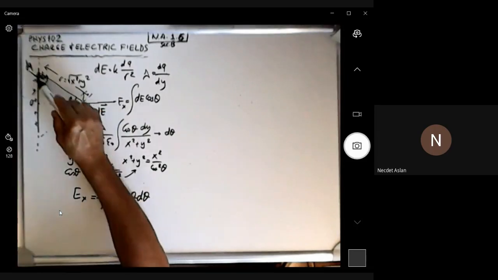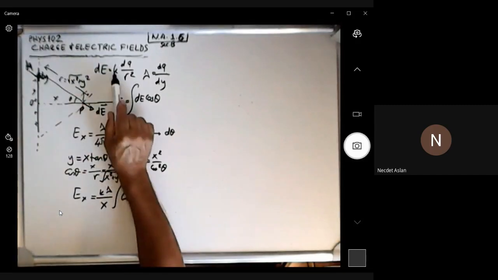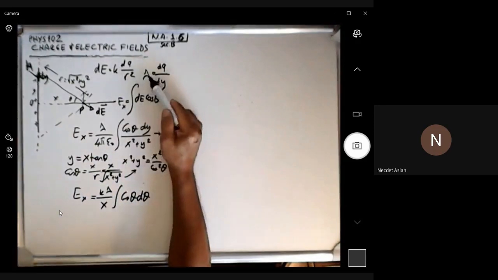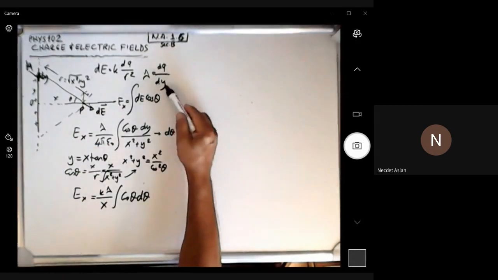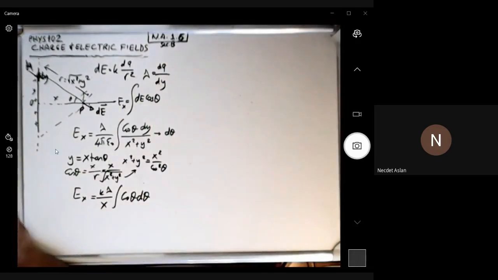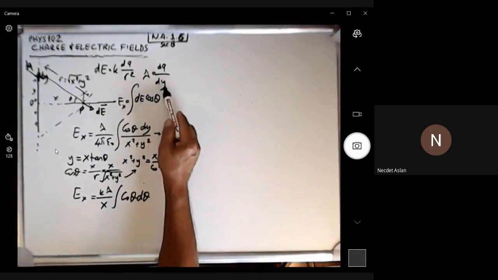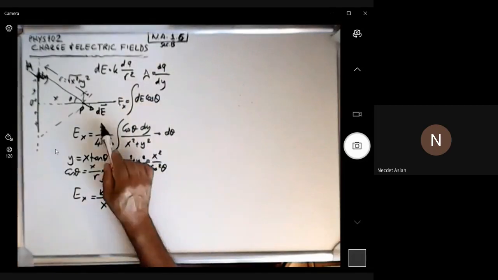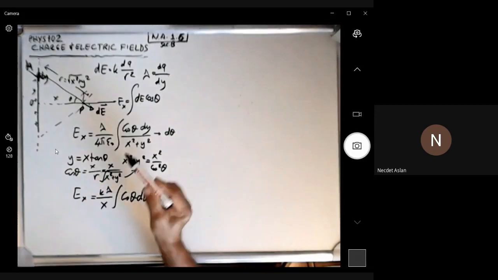And the effect of this dq in this small region is dE, given by k dq over r squared, the general expression. We also used lambda, which is dq over dy. This is done in order to go from dq integration to dy integration, because dq will be, in this case, lambda times dy. So lambda is just a factor that we are using, okay?